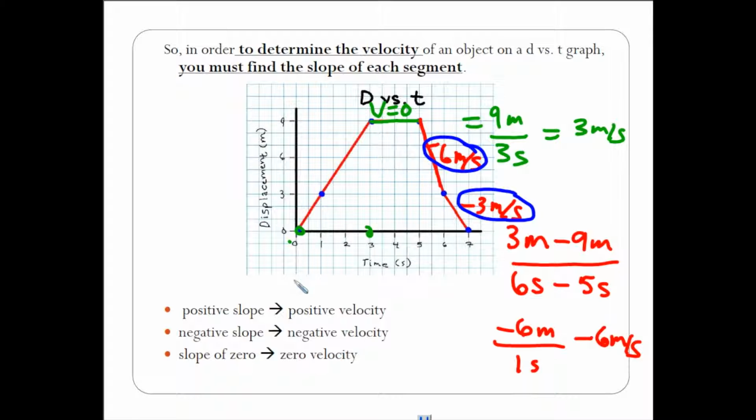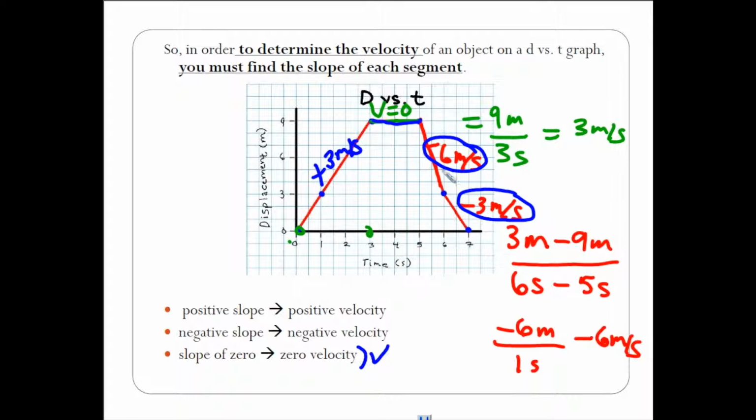So we have a positive slope on this side, which means we have a positive velocity. We're going in the positive direction, because remember, velocity and displacement are vector quantities that depend on direction. From 3 seconds to 5 seconds, we're not moving at all. Our slope is 0, so we have 0 velocity.